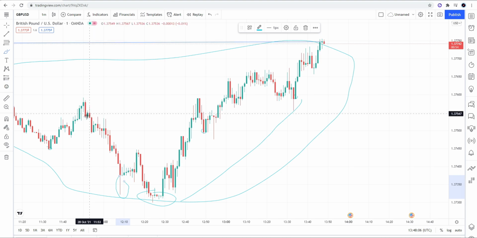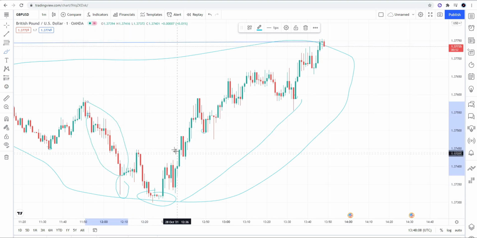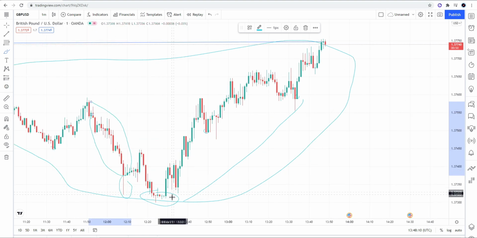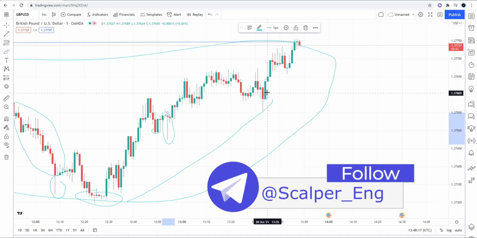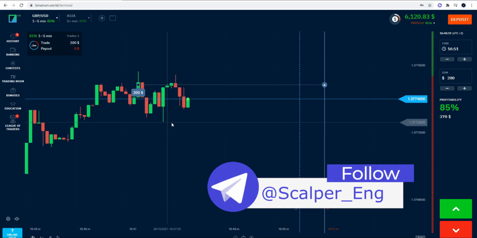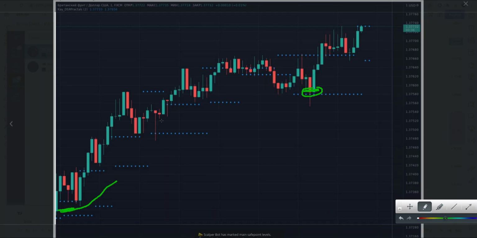Let's look at the shadows of the candles. Candles with large shadows indicate that the bears dominated and lowered the price, and then the bulls raised it to the closing price. As I said earlier, the guys are pumping it very actively now. Let's see what the bot shows us there.